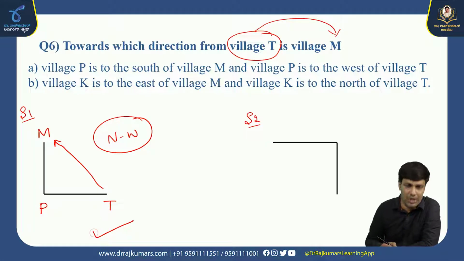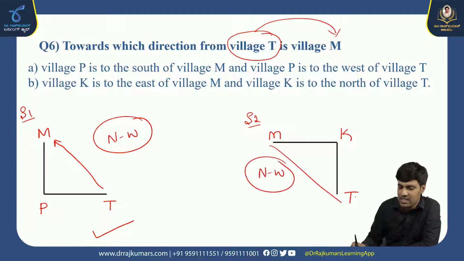Let's come to statement 2 now. Village K is to the east of village M and village K is to the north of village T. I see here again from village T, village M is in the northwest direction. From village T, we need to find village M. In both the conditions, we have got the answer as northwest independently. One is not dependent on the other. In this condition, we have to choose the rule as rule number 3. Moving on to our next problem.